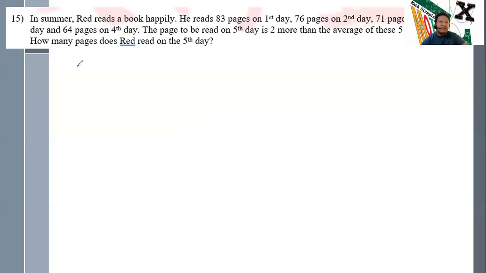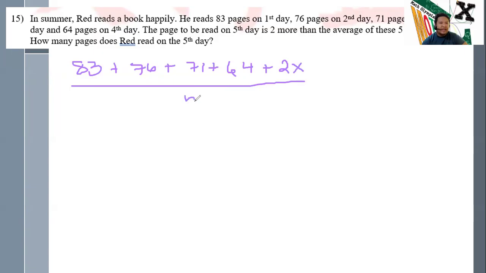So we can find the average of the first: 83 plus 76 plus 71 plus the next day will be 64. We can use a little bit of algebra for this. 64 plus the average. So the fifth day is actually 2 times the average. So let's say the average is x. Okay, so 2x all over 5 is equal to x, like that.